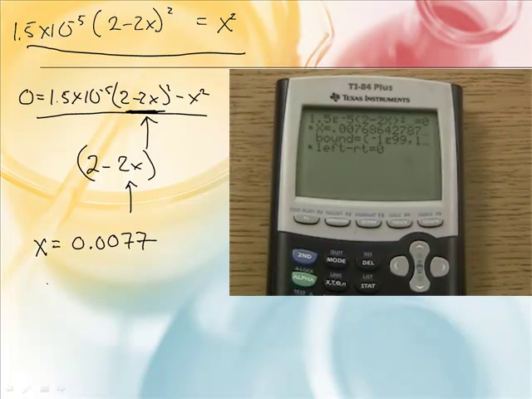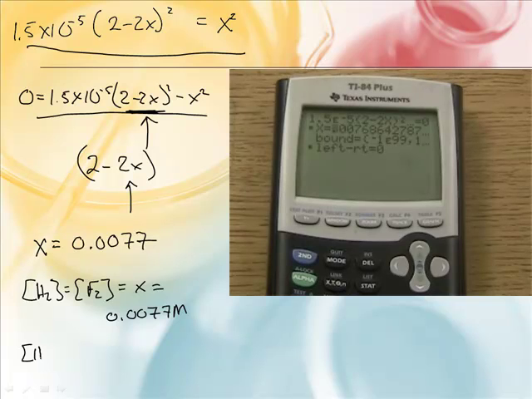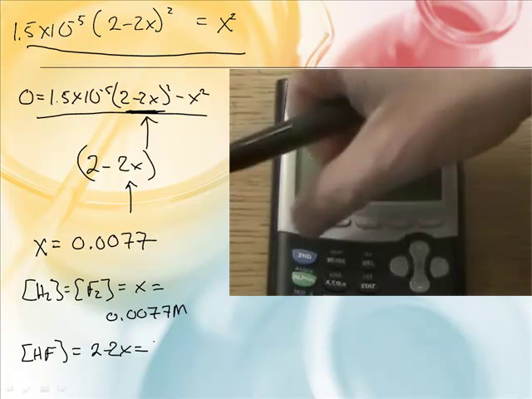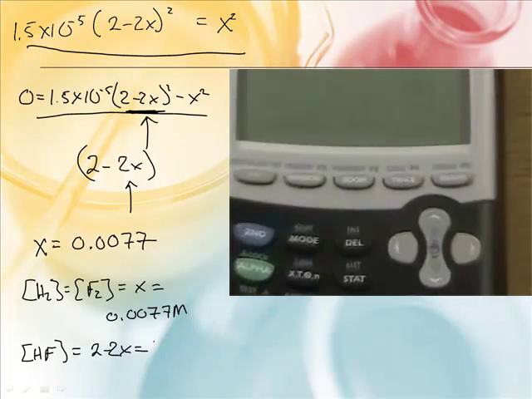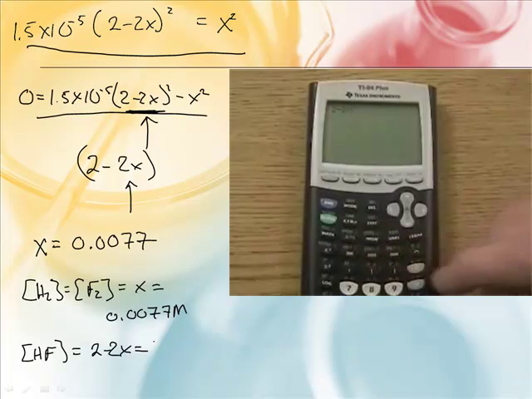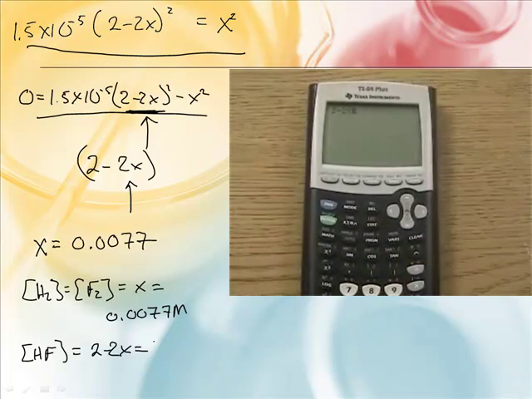Now if you recall, the concentration of the hydrogen was the same as the concentration of the fluorine, and they're equal to x, which is 0.0077 molar. However, the concentration of the HF was equal to 2 minus 2x. And let me show you something just so amazing. I'm going to quit out of the solver, second quit, and take 2 minus 2x, because the calculator actually remembered what x is. I push enter, and that's 1.98.